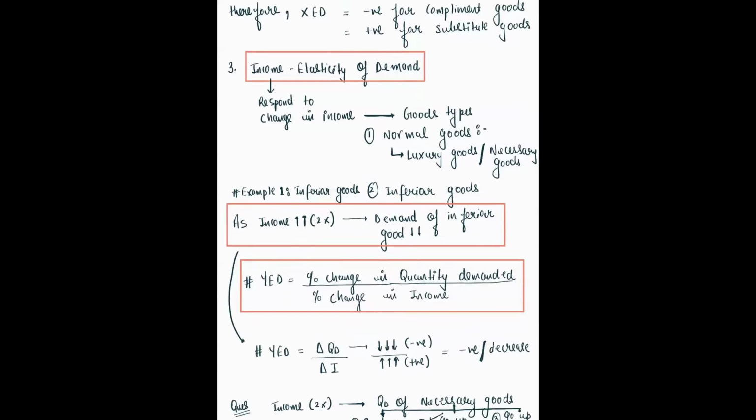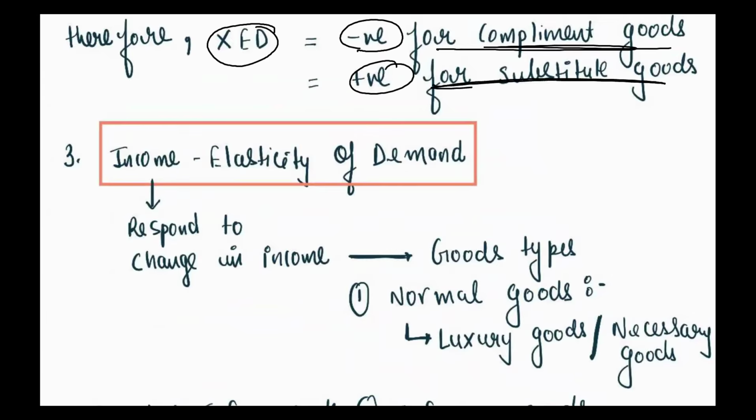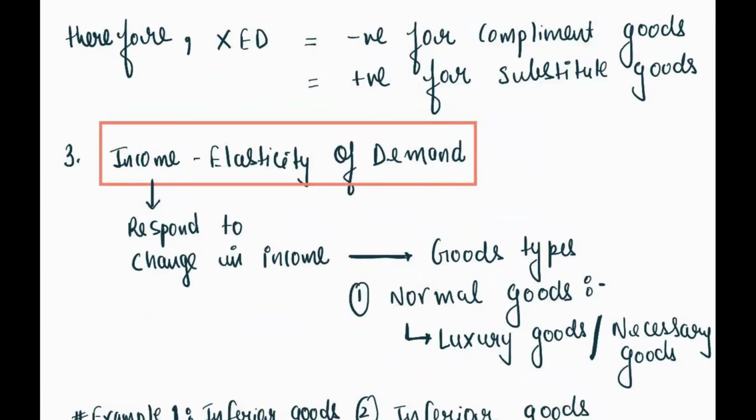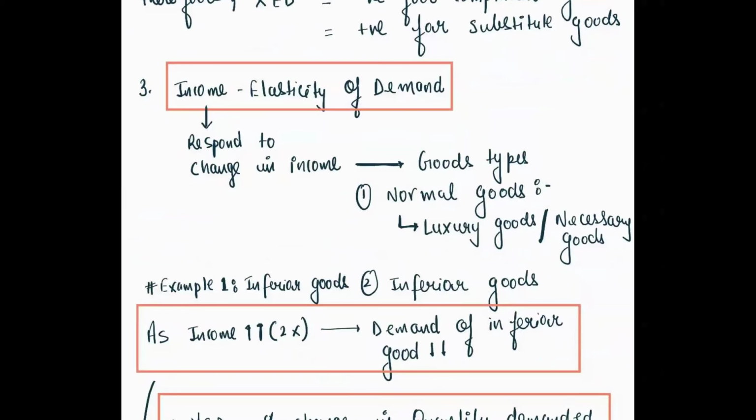Is it clear? So you should remember, therefore the cross elasticity of demand is negative for what? Complement goods, and positive for what? Substitute good. I hope it is clear now. So there is income elasticity of demand. The third and final category is income elasticity. I told you on the basis of income, we also have two kinds of goods, one is normal and one is, tell me, inferior, right?